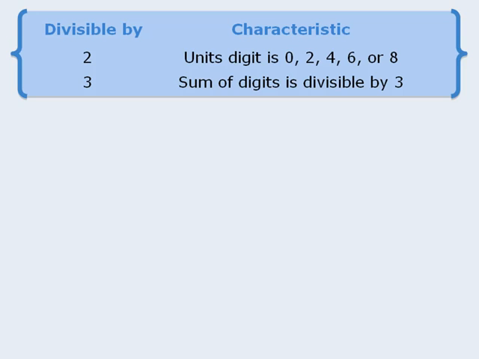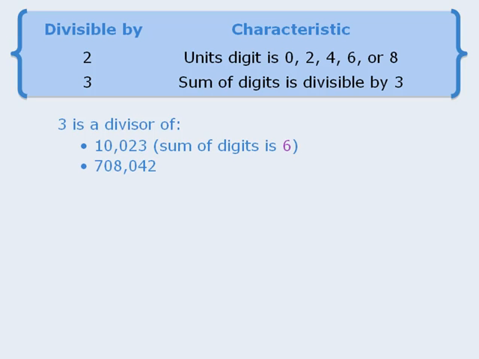Okay, now let's examine the divisibility rule for 3. This one is a little trickier. To determine whether a number is divisible by 3, we must find the sum of its digits. If the sum of its digits is divisible by 3, then the number itself is divisible by 3. For example, 3 is a divisor of 10,023, because if we add all of the digits, we get a sum of 6. Since 6 is divisible by 3, we know that 10,023 is divisible by 3.